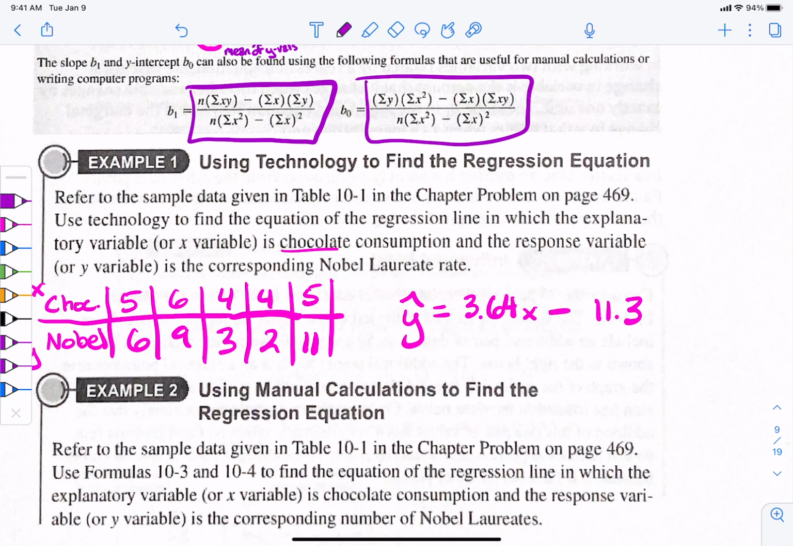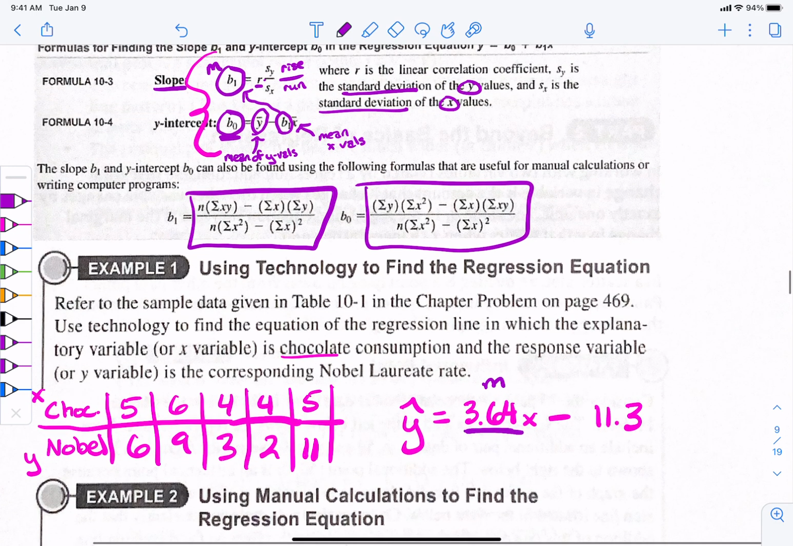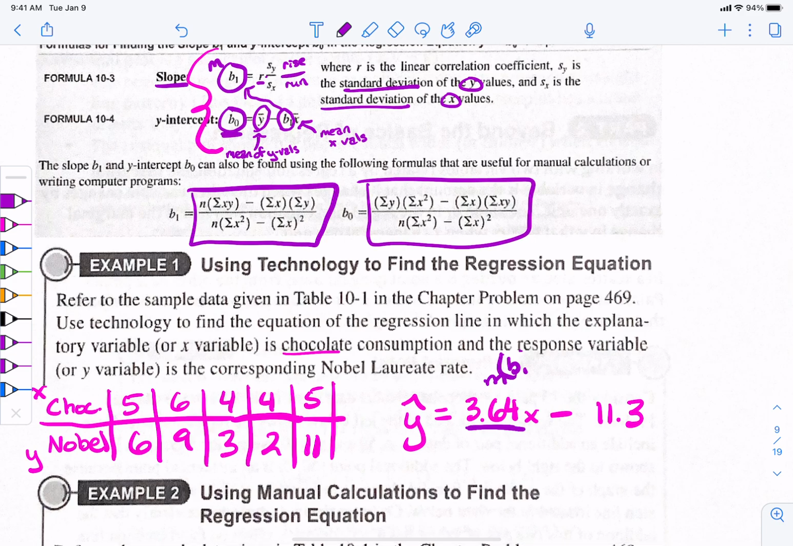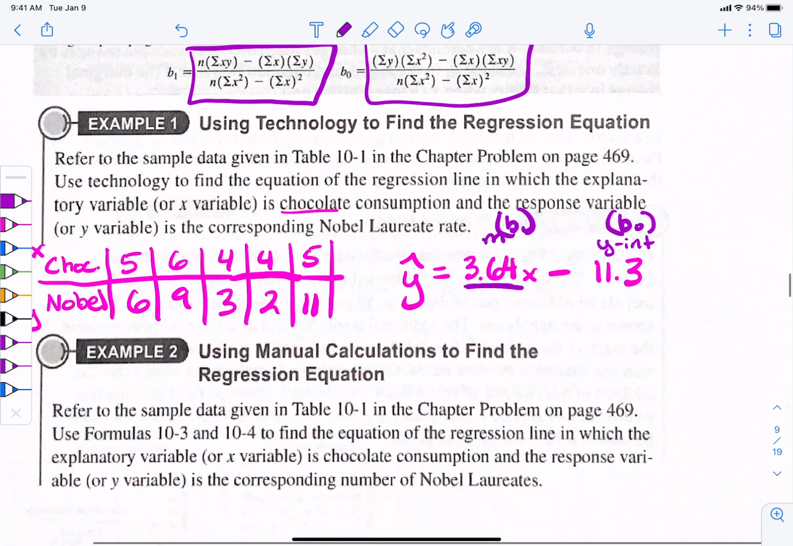Let's maybe label this stuff. What's the slope? 3.64. This is my m. They call the m b1, so I'm going to put that in parentheses. This is my y-intercept, which they call b0. Okay, so if they ask for that, that's why.